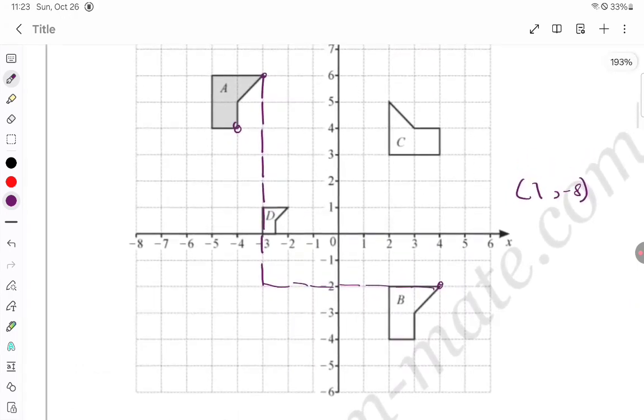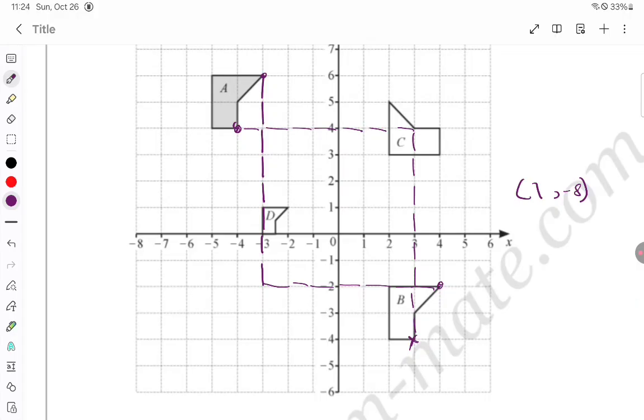Check on the rest of the 2 points. Like from here, downward, if you move 7 in the right, 1, 2, 3, 4, 5, 6, 7, and 8 downwards, 1, 2, 3, 4, 5, 6, 7, 8. This is the point. That means our transformation points are correct.